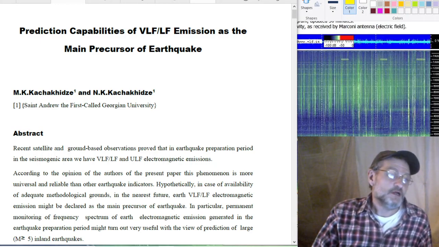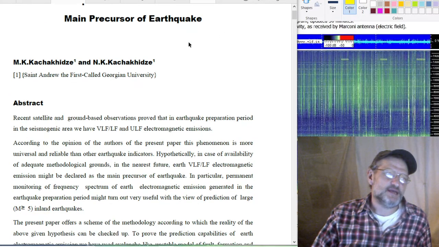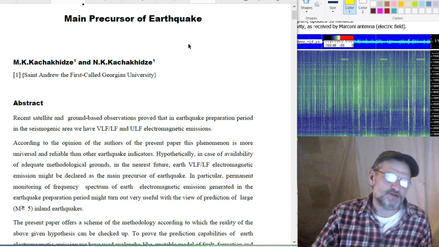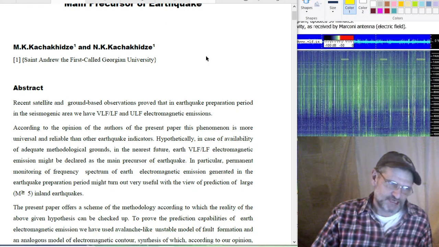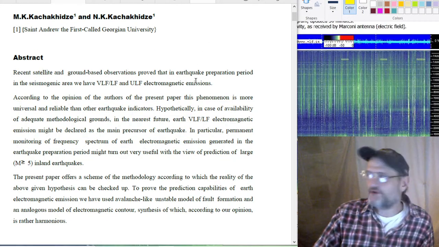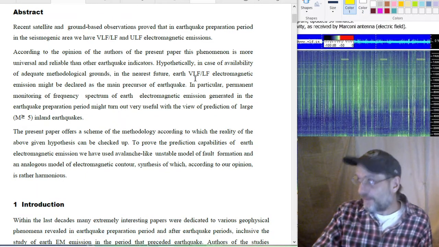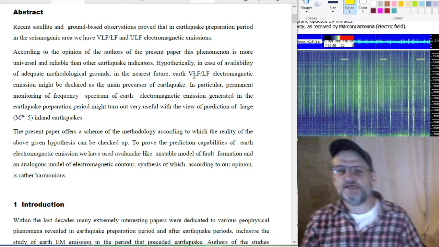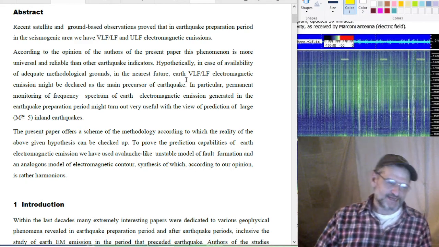All right, so we're talking about the predictive capabilities of VLF and LF emissions as a precursor, the main precursor to earthquakes, by Kachakhidze and Kachakhidze. I went through the abstract already, and let me just say this: this abstract was easy to follow.